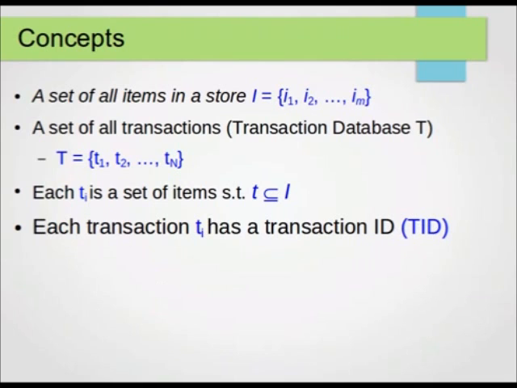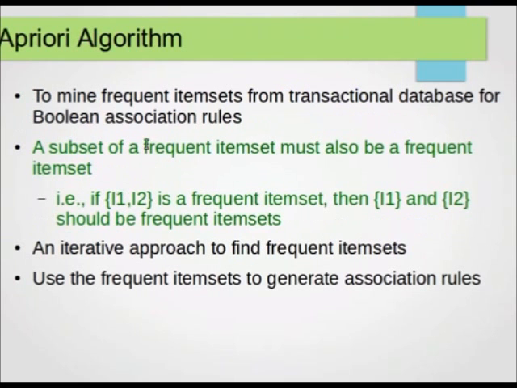The Apriori algorithm is used to mine item sets from transactional databases for Boolean association rules. Remember, Boolean association rules, we'll come to that in the next video. Now, we have a concept here that we need to remember. This algorithm is based on the idea that a subset of a frequent item set must also be a frequent item set. We'll come to that when we give an example, but just remember this.